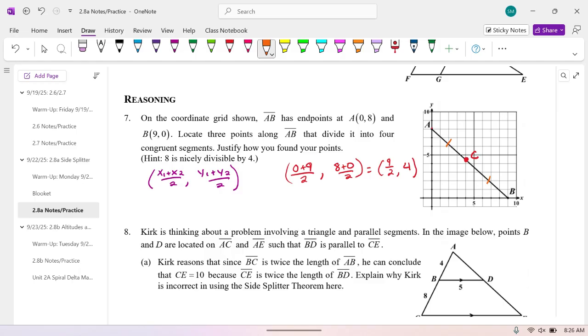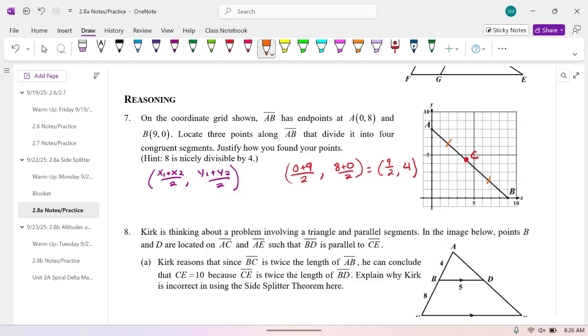Say one more time. Right. Get the midpoint from C to B and then the midpoint from C to A. All right. Because then that would cut the already cut in half segments, which would give us fourths of AB.